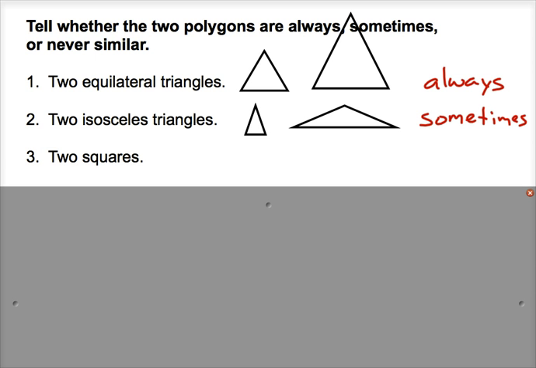Number 3, two squares. Well, I know for a square, no matter what I do, the angles are always going to be 90. So the angles will always match up. And I know every side in a square is the same. So if one side gets doubled, all the sides are going to get doubled. So it's always going to be in the same proportion. So a square is going to be always.